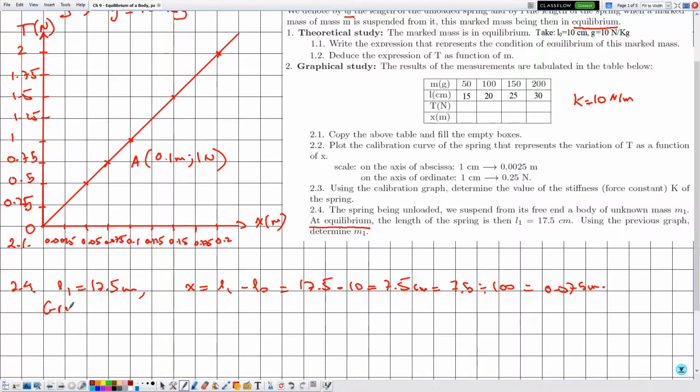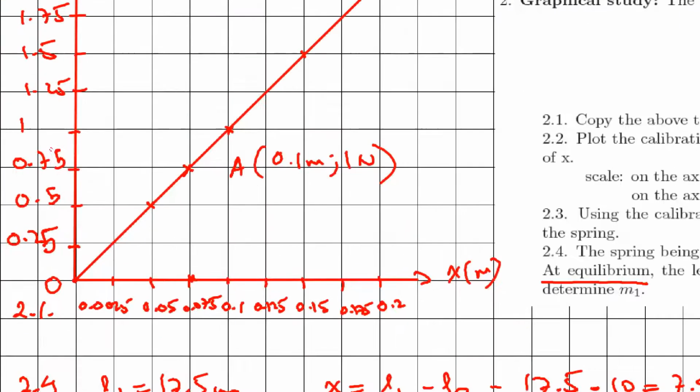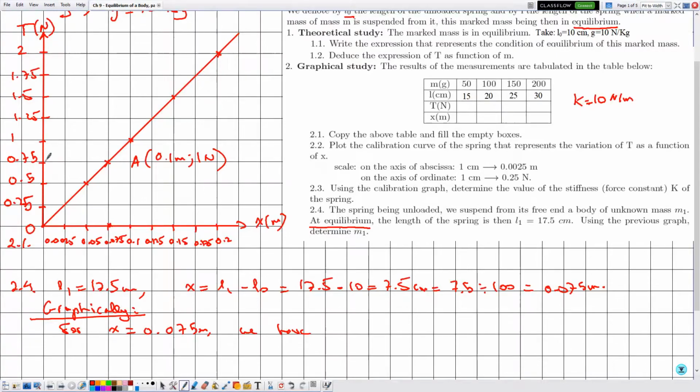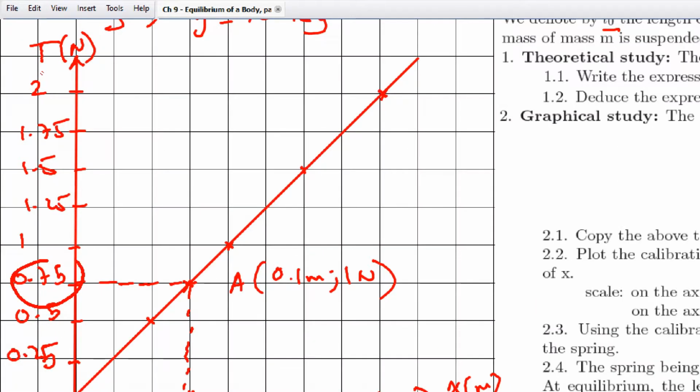Let me say graphically. Usually this statement, they give it half a mark. For x equal to 0.075 meters, we have, 0.075 meters refers to this point on the curve. Now I have noticed that in 2.3 I have chosen a point that is already, I think, given in the table. Okay, it's not important. Now for x equal to 0.075 meters, it corresponds to this point on the curve, having a value of the tension T equal to 0.75 newtons.